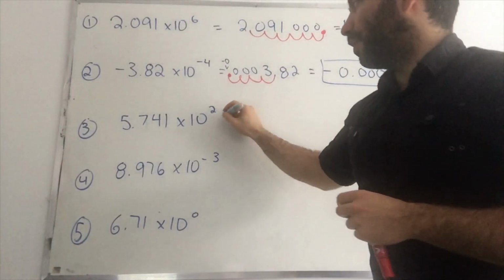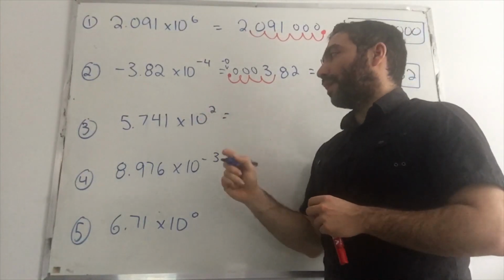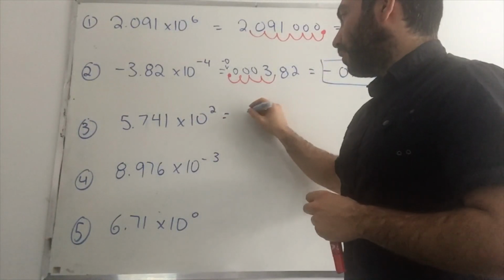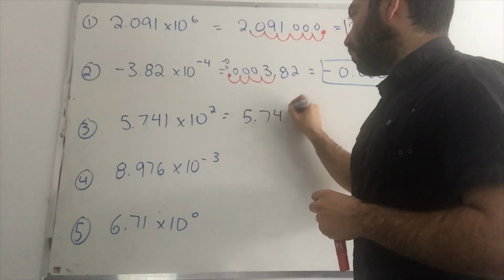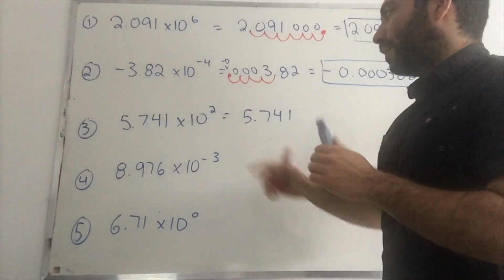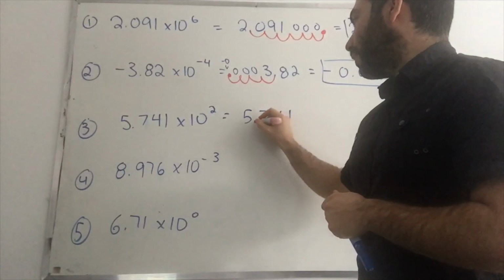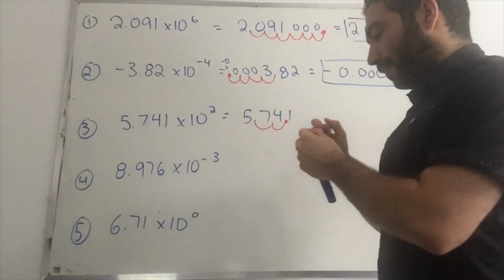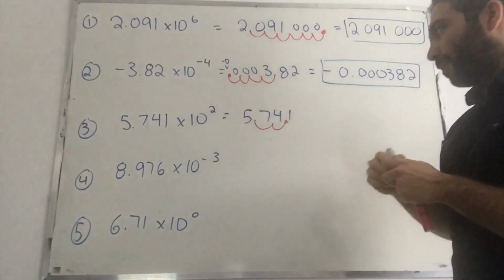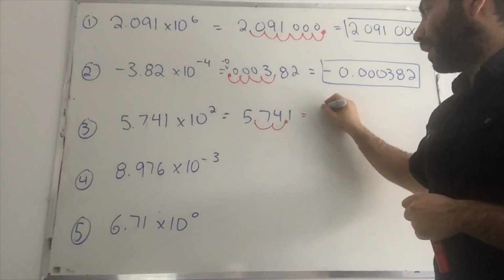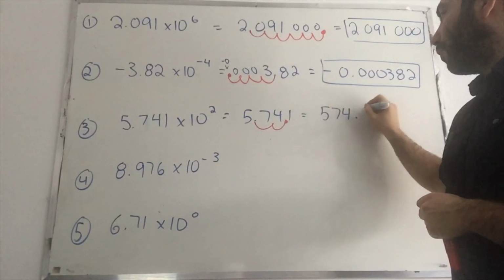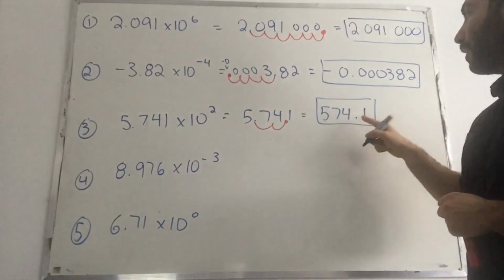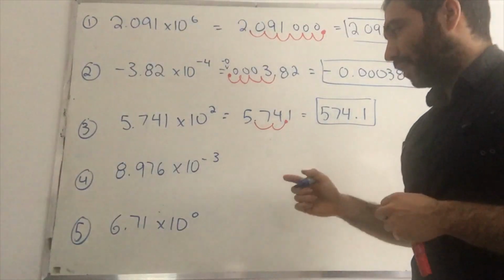Let's look at the next one. We have a positive exponent now, so we're moving to the right. 5.741. We move the decimal 2 times to the right, so we get 1, 2, it comes over here. So to make this a bit more clear, the number we get is 574.1. We got a decimal here, but that's okay, that's fine.